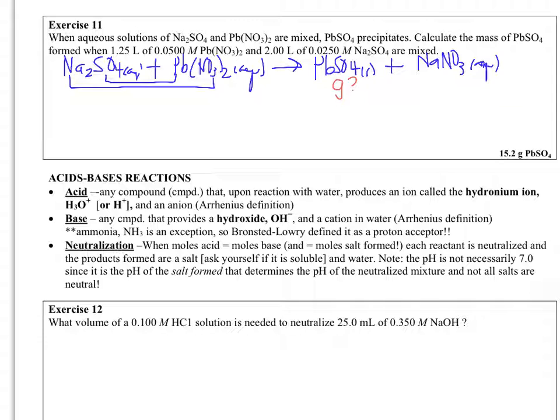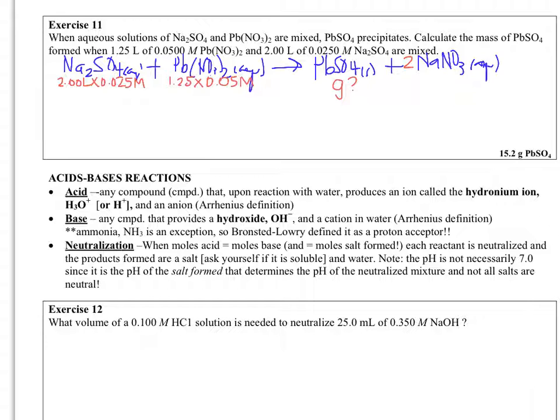Let's make sure that we have a balanced chemical equation. I have 2 sodium on the left. I need 2 sodium on the right. 1 sulfate on the left, 1 sulfate on the right. 1 lead, 2 nitrates, 2 nitrates. All right, now we're balanced. Now let's fill in our starting amounts.